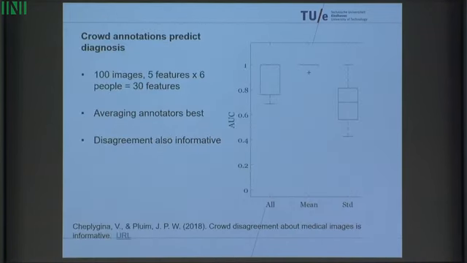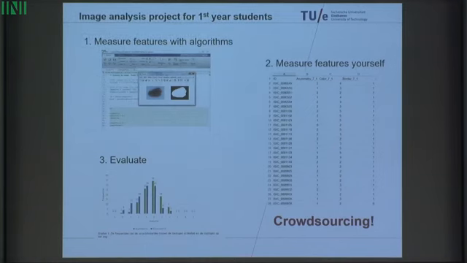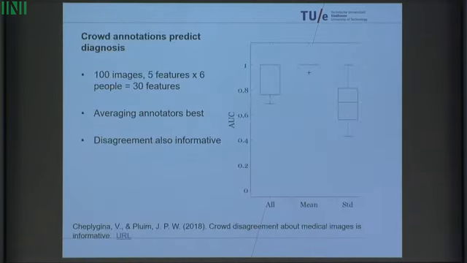So what we looked at was seeing if we could use their measurements of asymmetry, color and border to predict whether the lesion was healthy or not. And it turned out that we could do this quite well. So for 100 images that were measured by one group of students, so there were six students, and each of them measured 5 features, so 30 features in total, with a linear classifier, we can predict the diagnosis quite well, and even better if we average across the annotators.